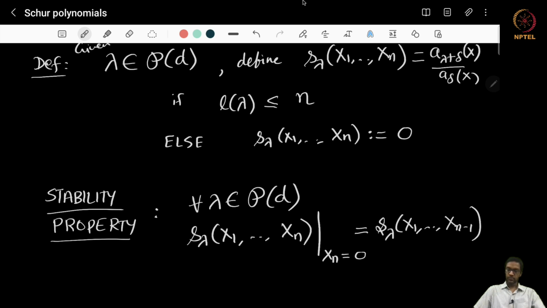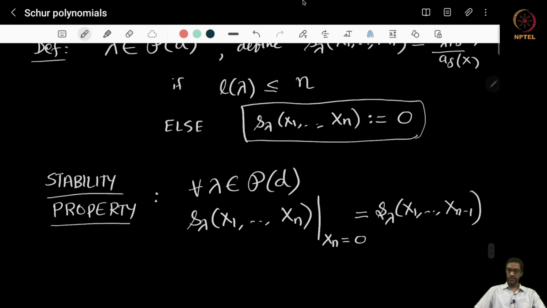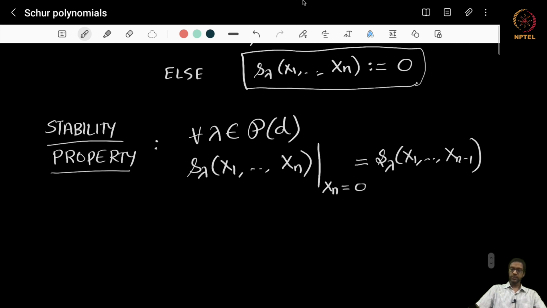Okay, now in order for that to make sense, we should have extended the definition like this. That's the reason why I mentioned this definition. So let's just quickly see why this is true.